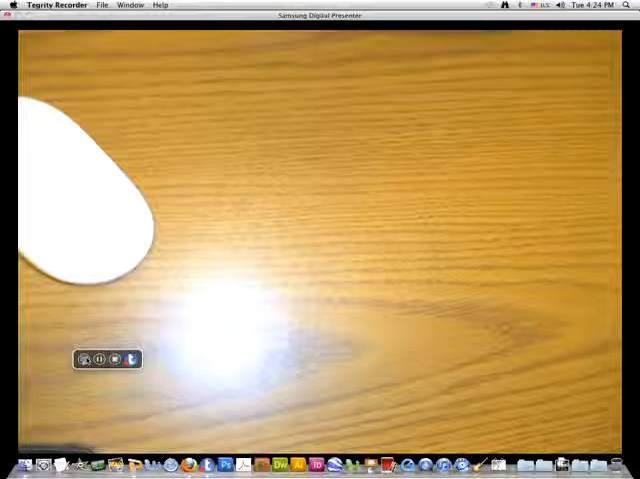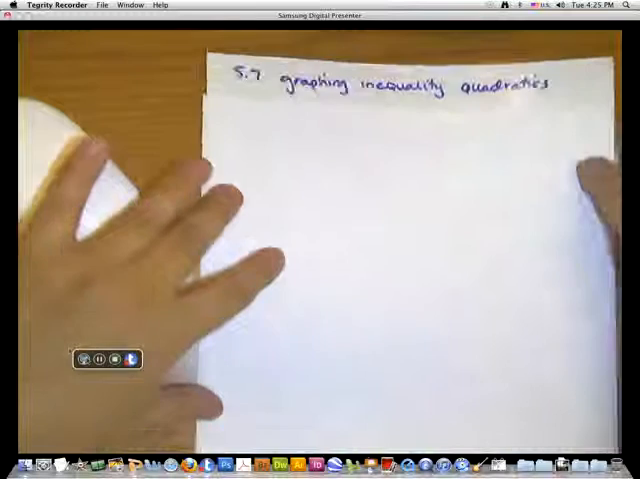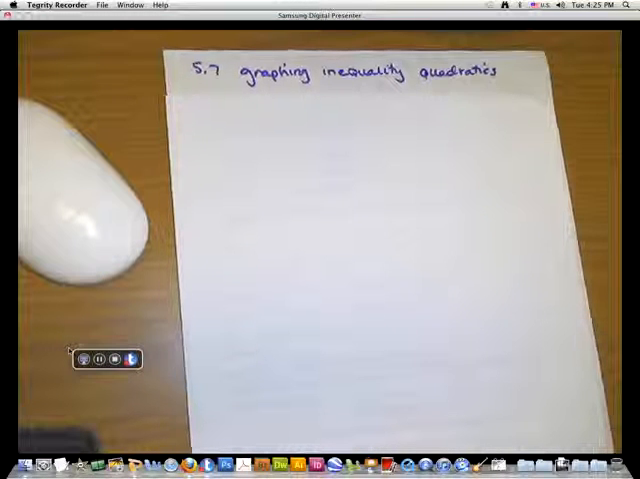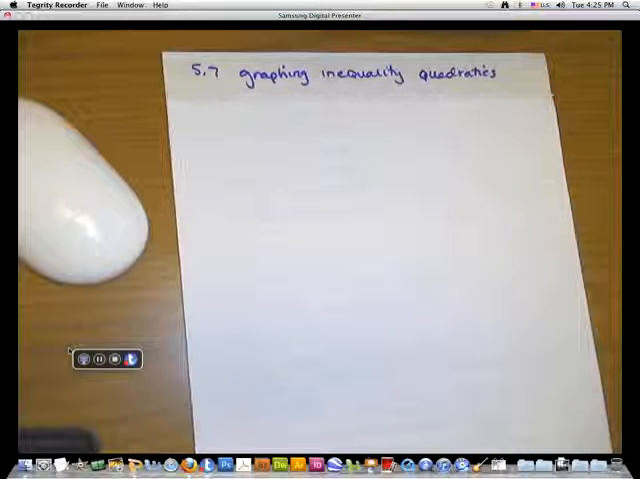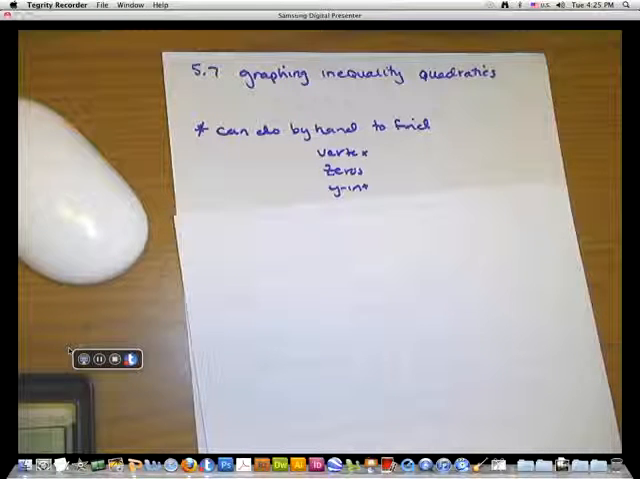Okay, 5.7, we're going to graph inequality quadratics. Graphing an inequality quadratic is extremely similar to graphing an inequality line. Just like with a line, you have to have points in order to connect them and shade. Same thing with the quadratics. The points that you need to have are the vertex, the zeros, and the y-intercept.